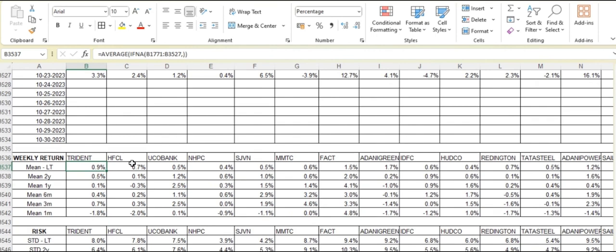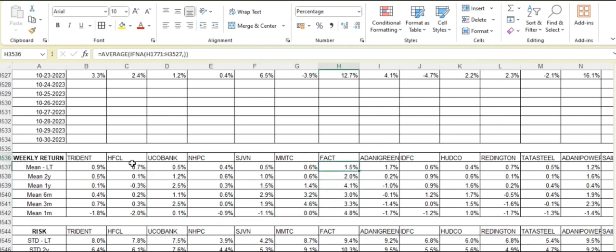So if you see, Trident pretty much has the highest return over its lifetime, but as we get closer to the last month, we see that the returns have been diminishing to the point that the last month was negative. Similarly, HFCL has also seen a decrease in returns, especially in the last 1 month.